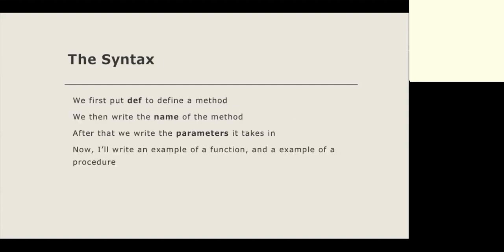So let's get into the syntax of both functions and procedures. All methods are written the exact same way. We first put def to define the method. We then write the name of the method, i.e. what we will call it by later when we want to use it. After, we write the parameters that it takes in, i.e. what values it needs to take in order to do what we want it to do. So now I'll write an example of a function and an example of a procedure.